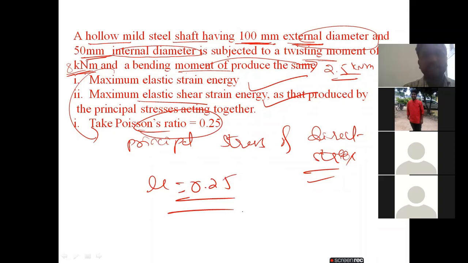So my dear students, there is a hollow mild steel shaft having an external diameter of 100, an internal diameter of 50, a twisting moment of 8 kilonewton meter, and a bending moment of 2.5 kilonewton meter. From this data, we have to calculate the principal stresses and find the direct stress. Acting alone would produce the same. As per the theory, the maximum elastic strain energy theory is nothing but the maximum strain energy theory and the maximum shear strain energy theory. Here the Poisson's ratio is 0.25.